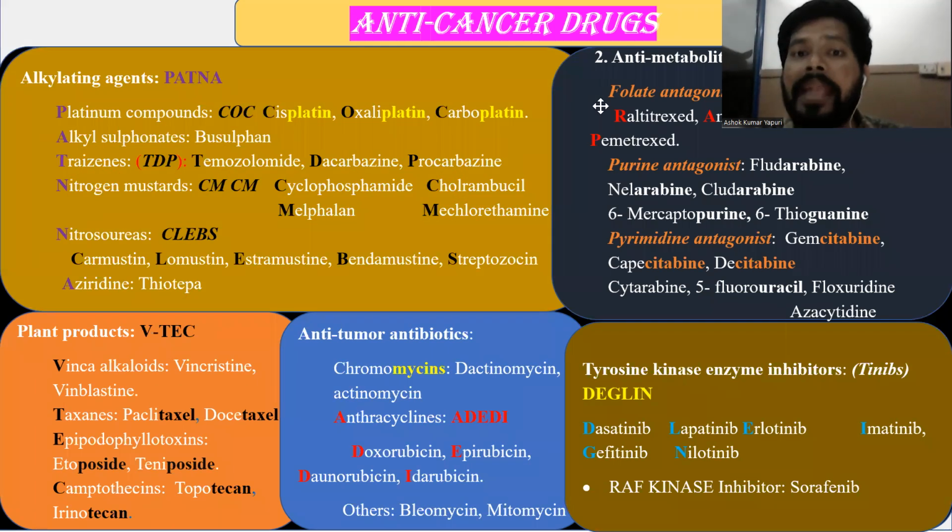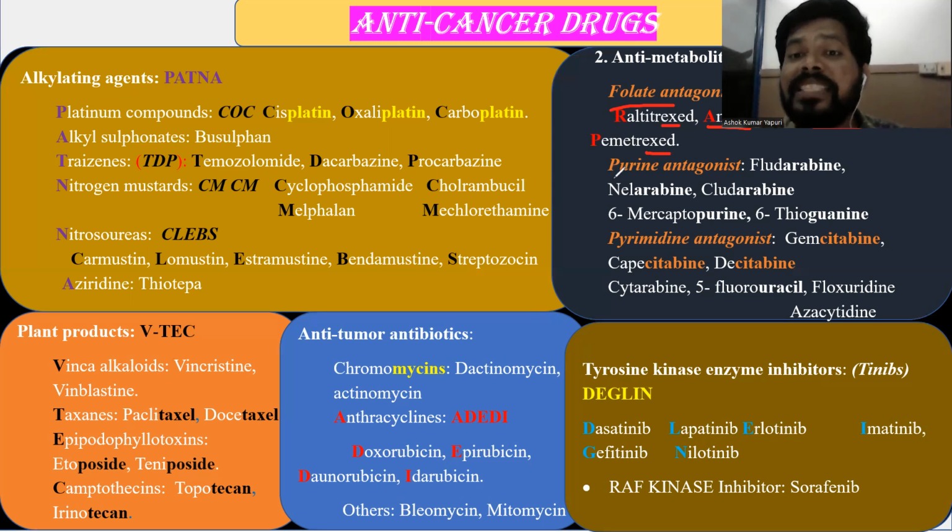And next are the anti-metabolites. The name itself indicates they affect the metabolic process in the cells by preventing folic acid production and by preventing the essential bases of the DNA like purines as well as pyrimidines. Here, the folic acid antagonists have the mnemonic RAMP: R means raltitrexed, A aminopterin, M methotrexate, P pemetrexed. These are the folic acid antagonists. As you know, folic acid is essential for DNA synthesis.